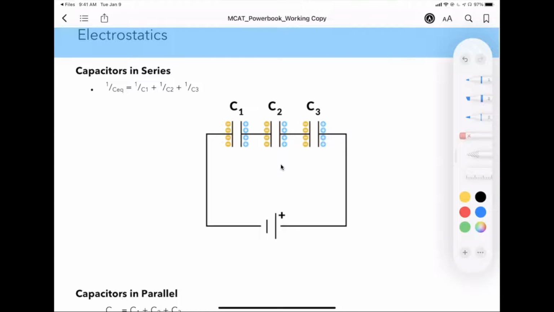the equivalent capacitance that you will need. The single capacitor that you will need to replace 3 capacitors in series will be the reciprocal of each of the capacitances of all those 3 capacitors. Okay, so now what does that look like for capacitors in parallel?